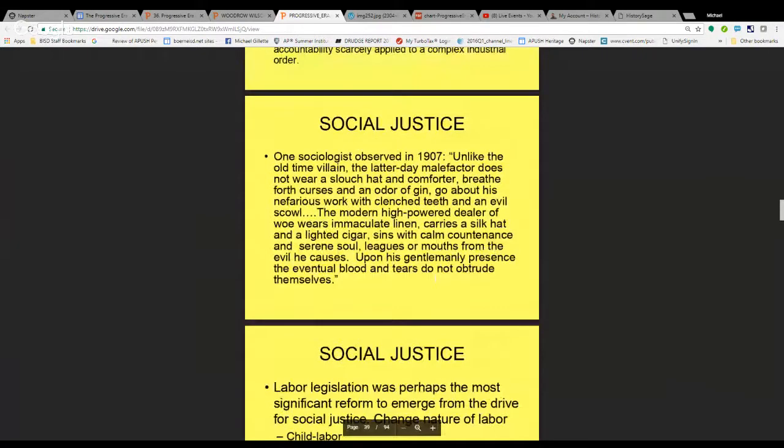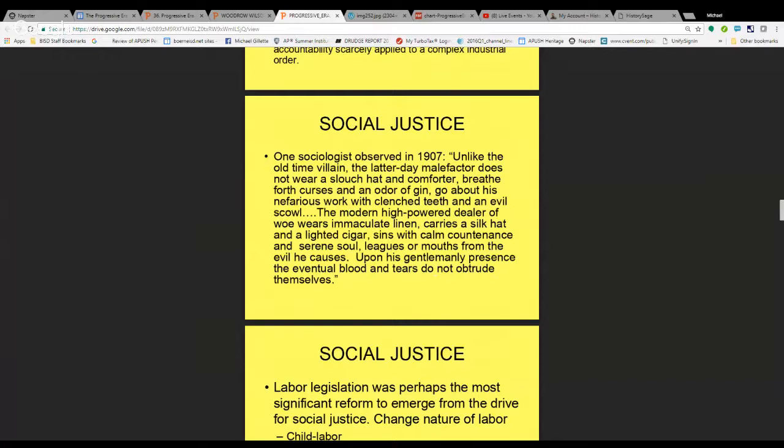As one sociologist observed in 1907, he said, unlike the old-time villain, the latter-day malefactor does not wear a slouch hat and comforter, breathe forth curses and an odor of gin, go about his nefarious work with clenched teeth and an evil scowl. The modern high-powered dealer of woe wears immaculate linen, carries a silk hat, a lighted cigar, and sins with calm countenance and a serene soul. Leagues and miles from the evil he causes, and upon his gentlemanly presence, the eventual blood and tears do not obtrude themselves.